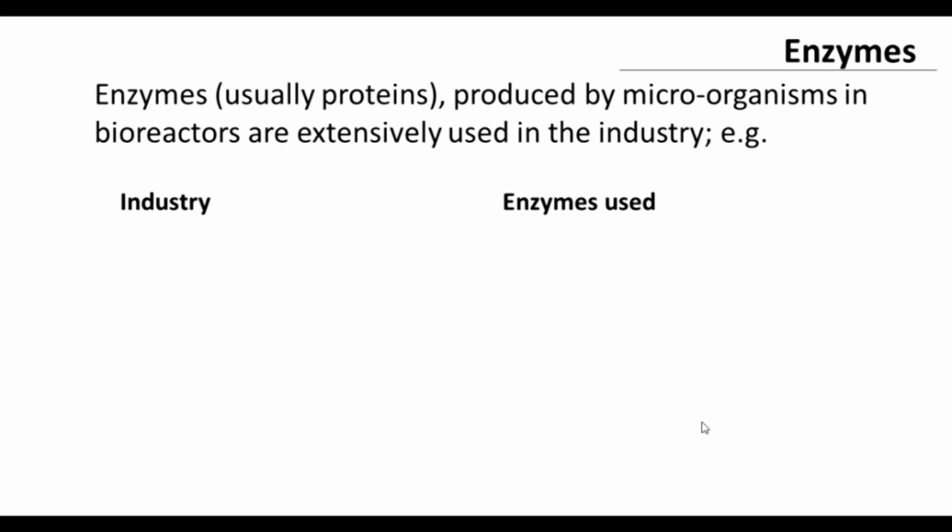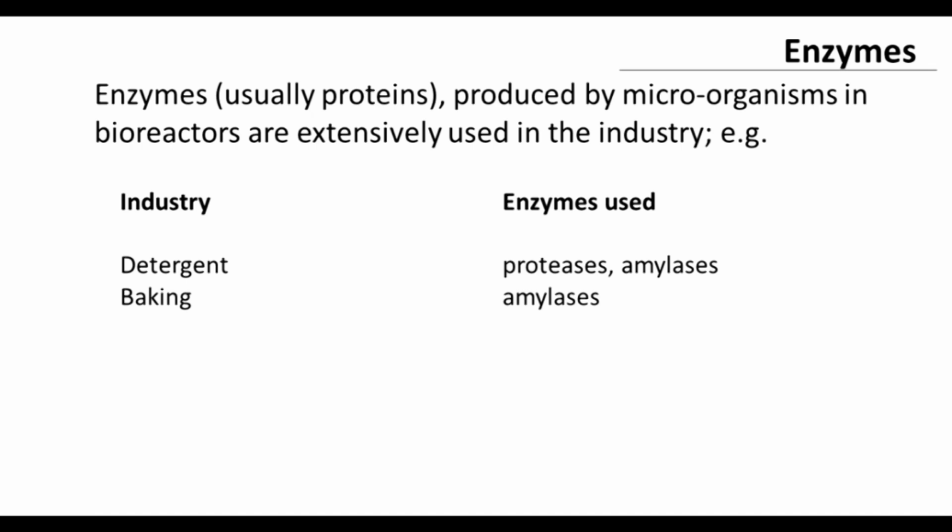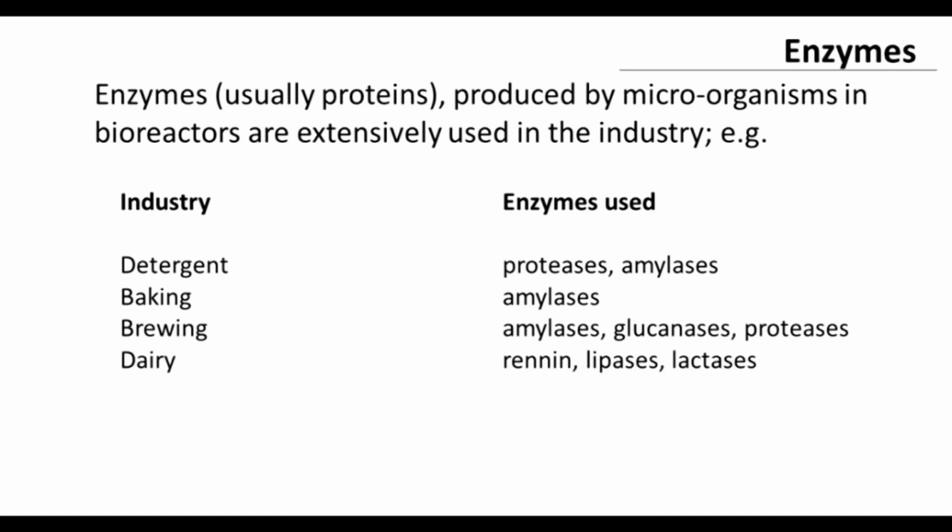The listing is as enzyme industry and the enzymes used. They are heavily used in the detergent industry, especially enzymes such as proteases and amylases, to improve the cleaning ability of the detergents. In the baking industry, amylases are used. In the brewing industry, amylases, glucanases and proteases are used. In the dairy industry, renin, lipases, lactases.